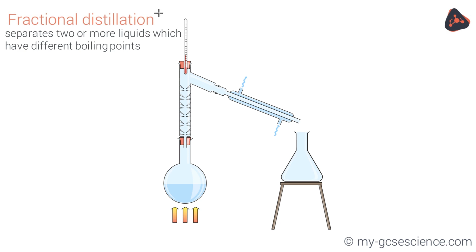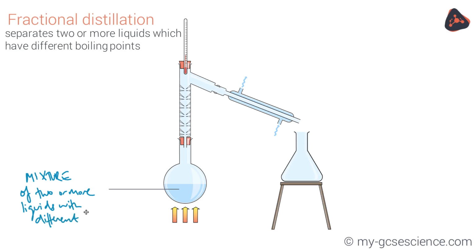It's similar to simple distillation, but this time it's used to separate 2 or more liquids that are mixed together. For example, liquid ethanol or alcohol can be separated from a mixture of ethanol and water by fractional distillation. This method works because the liquids in the mixture have different boiling points. Let's have a look at this.